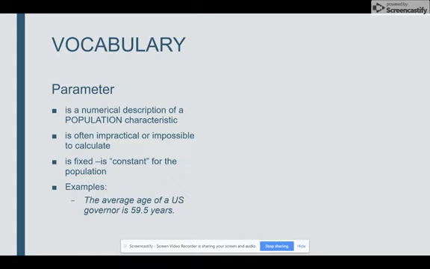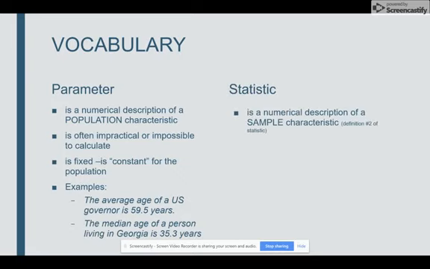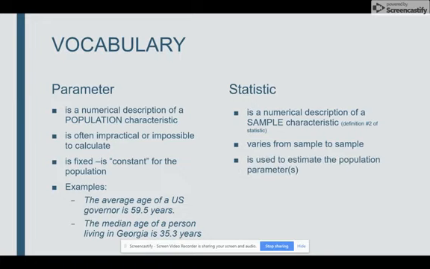A statistic is the numerical description of a sample characteristic, which is actually the second definition that we considered earlier. The value of the statistic will vary from sample to sample because the members of the group are changing. However, we can use a statistic to estimate the population parameter. An example might be that 85.8% of Georgians are at least a high school graduate.